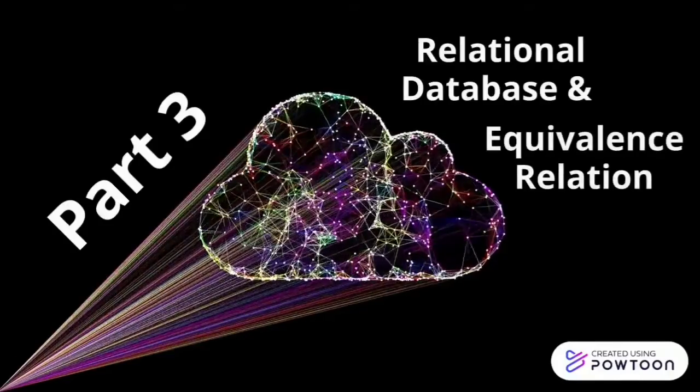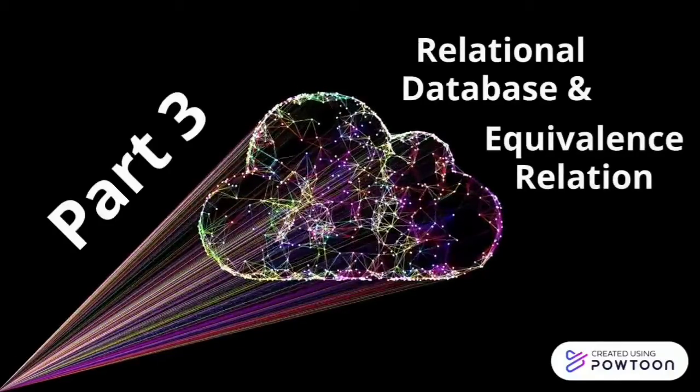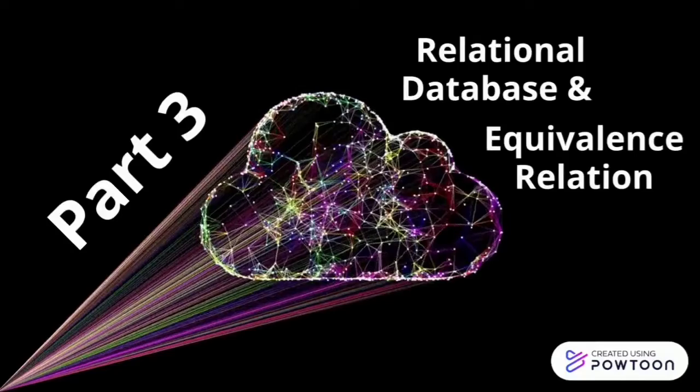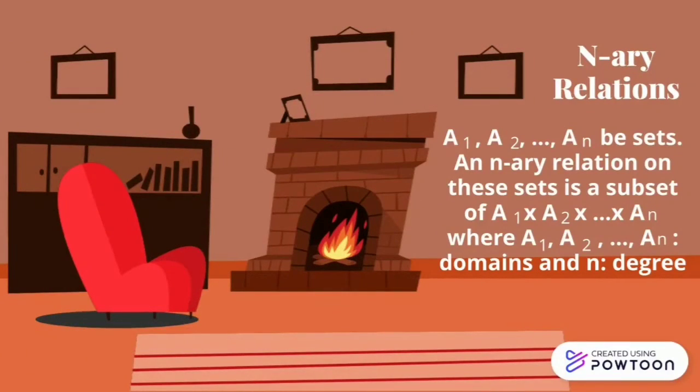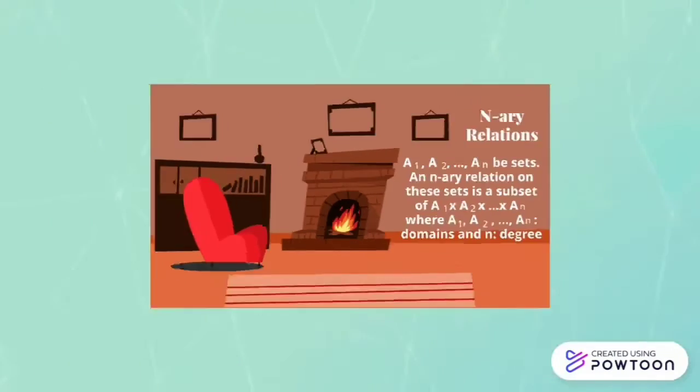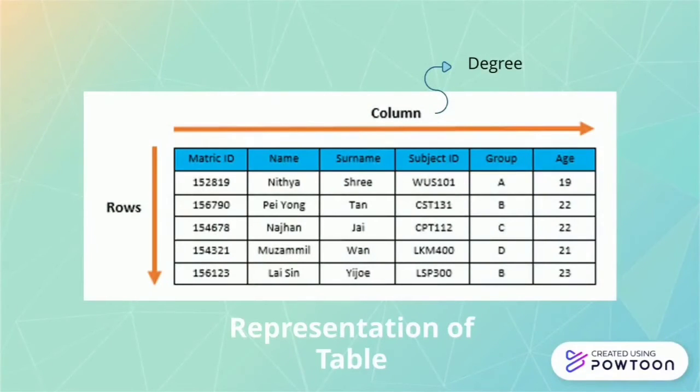Hello, in this video we will learn about relational database and equivalence relations. N-ary relations: A1, A2 till AN are sets. The relation of these sets is a subset of A1 times A2 times AN, where A1, A2 till AN are domains and N is the degree. A relation is a data set that is organized into rows and columns as shown in the example below. The number of columns is 6, thus the degree of this table is also 6.